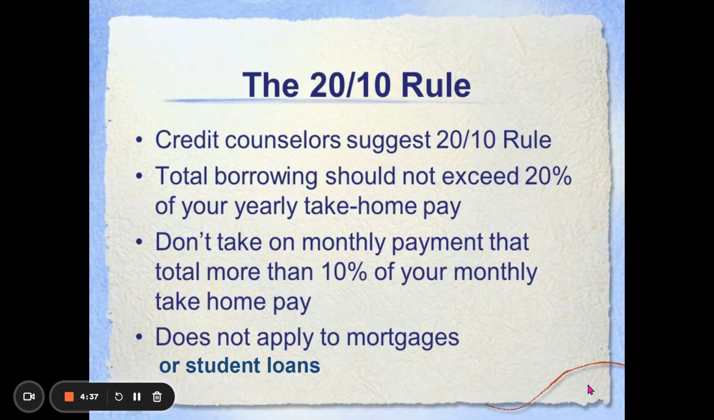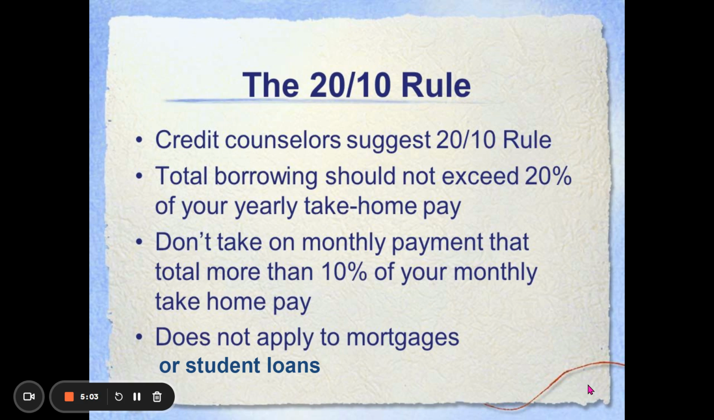And then the last one is called the 20-10 rule. And this is specifically if you have borrowed money and you're paying it back. So maybe you borrowed money to buy a car, so you have a car loan and you have a car payment every month. Or maybe you have been using your credit cards and you charged more than you can afford to pay, and so now you have payments that you're making.